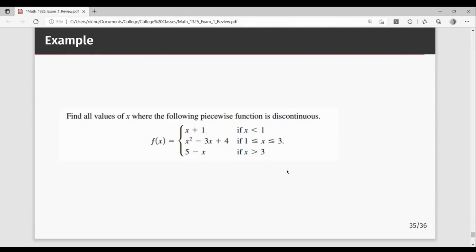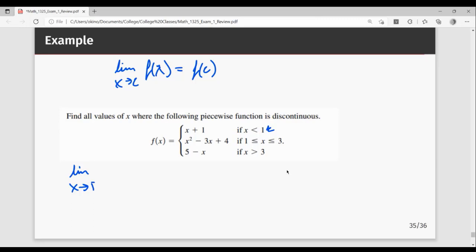When they give you a piecewise function, most of the time they're going to be testing whether you can evaluate limits, and whether you know that as x approaches c, if the limit of f of x is equal to f of c. So let's just look at that. With piecewise functions, you're also going to be looking at the left and right limits. So let's look at x equals 1.